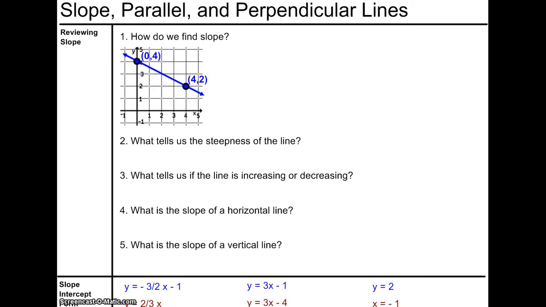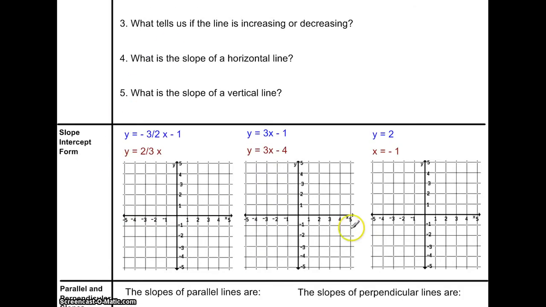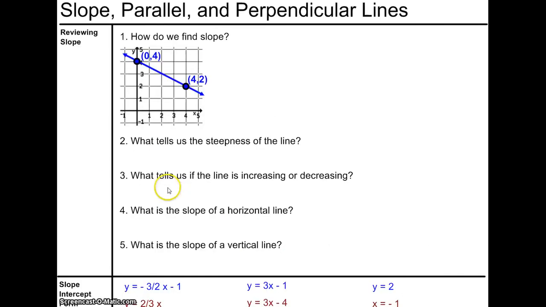In this video, we'll be talking about slope, parallel, and perpendicular lines. Before we can get to the parallel and perpendicular lines, though, we'll need to review slope and slope-intercept form. I'd like you to go ahead and try questions 1 through 5 on your own, and graph the following 3 graphs at the middle of this page. If you're having trouble with any of these, please go back and refer to the previous video.